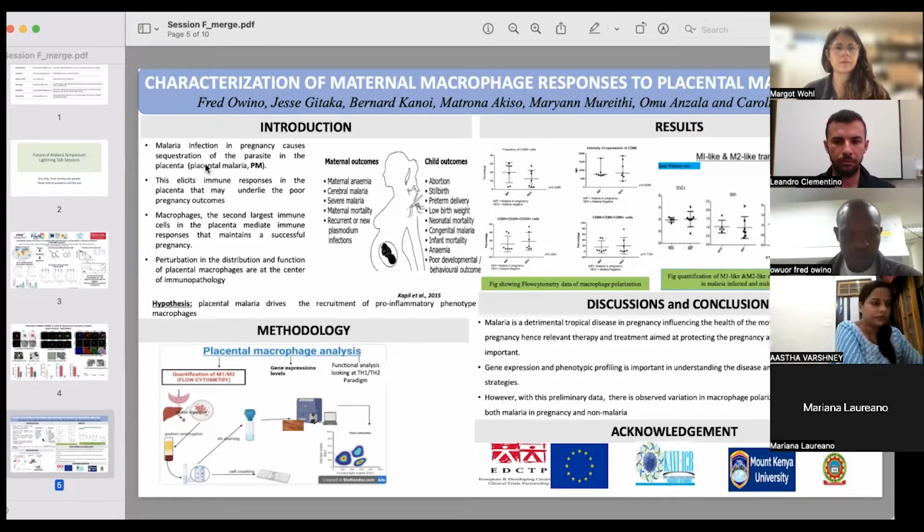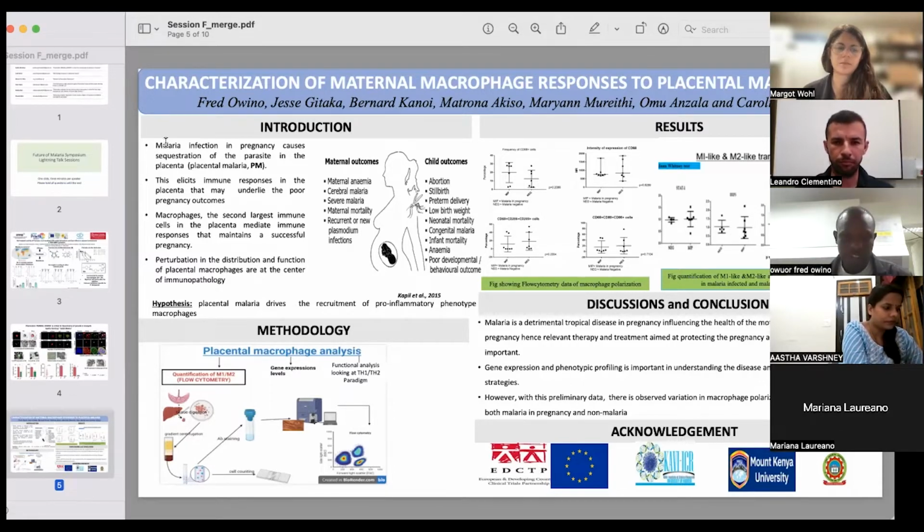So to do this, we look at a number of factors, and one of them is change in the macrophage phenotypes, that is the different subtypes of macrophages. And also we look at the transcription factors that lead to manifestation of these proteins. And also we look at the localization of the parasite as well as the markers in infected placenta.